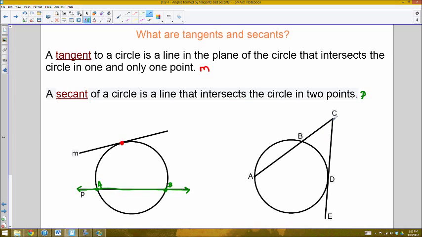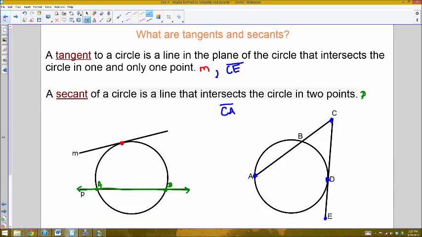In my second diagram, segment CA is a secant line because it's made up of a chord which continues on past the circle, while segment CE is a tangent because it touches the circle at only one point. So CE would be a tangent segment.